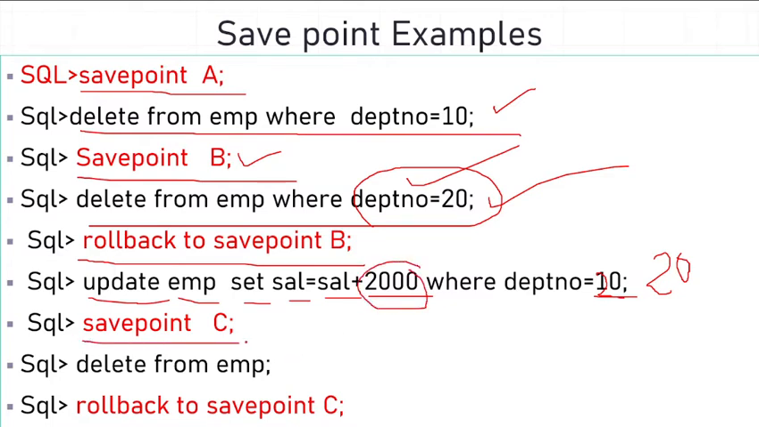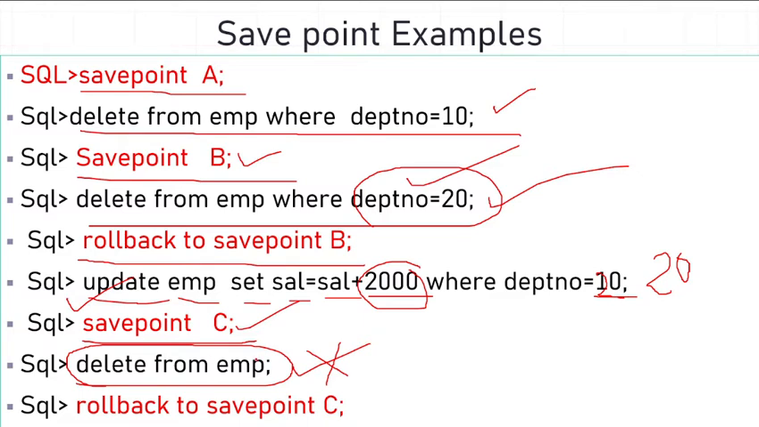After that I have created a save point C. Then I'm going to delete from emp. Delete from emp will delete all records of the emp table, right? So sure, we can understand that this was a wrong transaction. Now I want to get it back. This was the right transaction, so I don't want to lose this. What I will do, rollback to save point C.